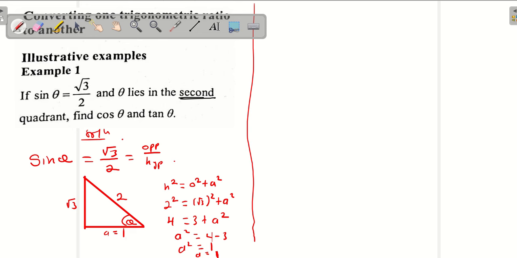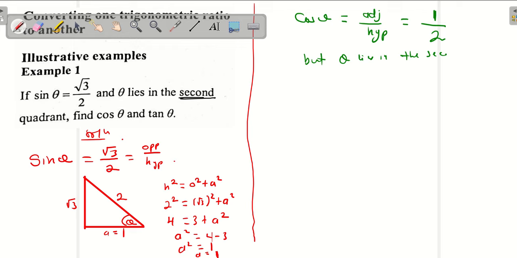Now, let us start with the solution. The question says find cos theta and tan theta. So let's start with cos theta. We know that cos theta is equal to adjacent over hypotenuse. Our adjacent is 1, and our hypotenuse is 2. But we know that theta lies in the second quadrant.